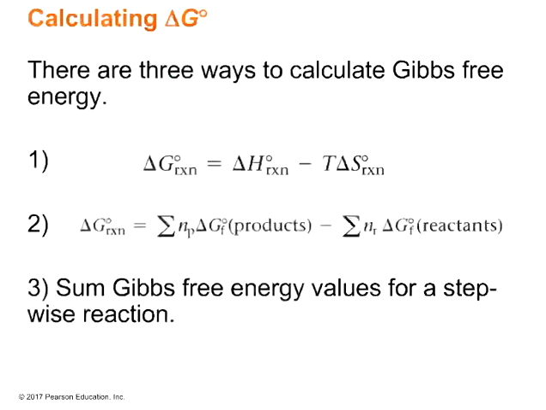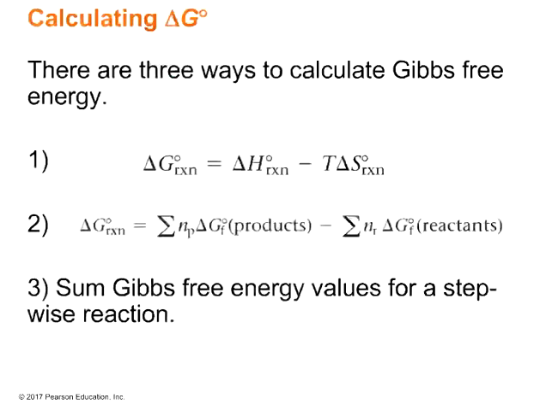So in this reaction, the change in Gibbs free energy is equal to the change in enthalpy for the reaction minus temperature times the change in entropy for the reaction. And then in the second method, we're going to use an equation very similar to previous equations we've used for enthalpy and entropy. So we're going to use Gibbs free energy of formation for products and add them all together, and then we're going to subtract the Gibbs free energies of formation for the reactants.